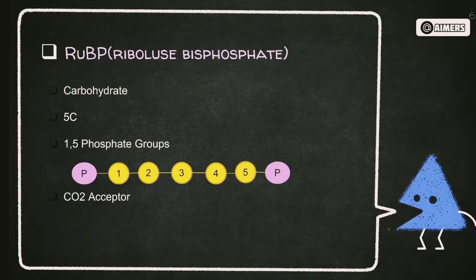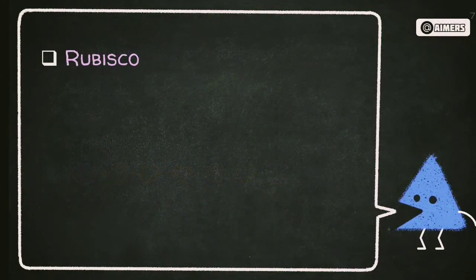Okay. So one more point about ribulose bisphosphate is that it is a carbon dioxide acceptor, which means that this ribulose bisphosphate adds carbon dioxide into itself and then makes another product. That's why it is called a carbon dioxide acceptor. Now, how will you remember ribulose bisphosphate? You will remember it as 1,5-ribulose bisphosphate. Got it? Now, the second component over here is rubisco.